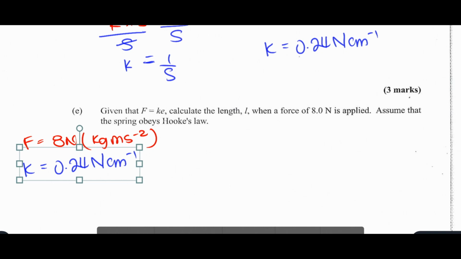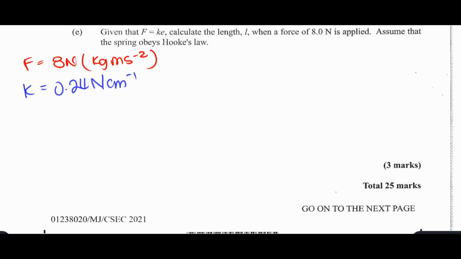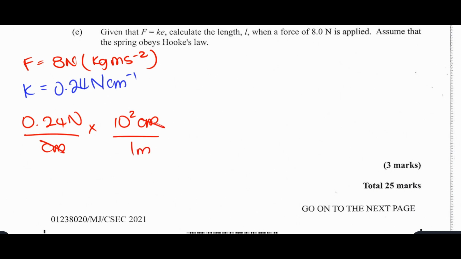So we have the K value in newtons per centimeter. So we're going to convert that. So 0.24 newtons divided by centimeter multiplied by 10 to the 2 centimeters, which is 100 centimeters over 1 meter. So centimeters cancel centimeters. And so we're left with 24 newton per meter. So yeah, we have that done, and that's the K value that we're going to use.